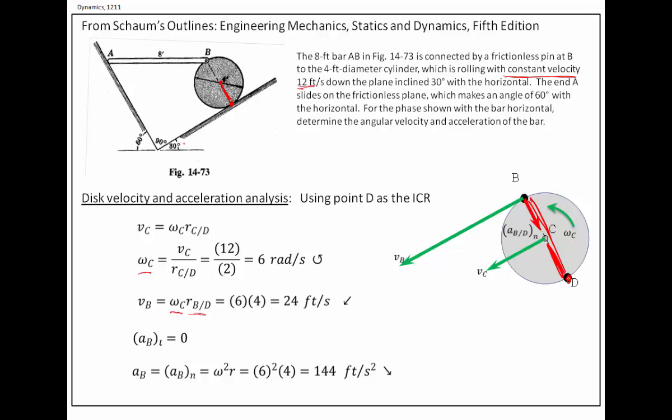And so as it's rotating about point D, its acceleration is going to be based on the 4 feet, as opposed to doing just the radius right here. So they have that angular velocity of 6 radians per second that we found, squared, times 4, and we get 144 feet per second squared, aiming towards the point D.